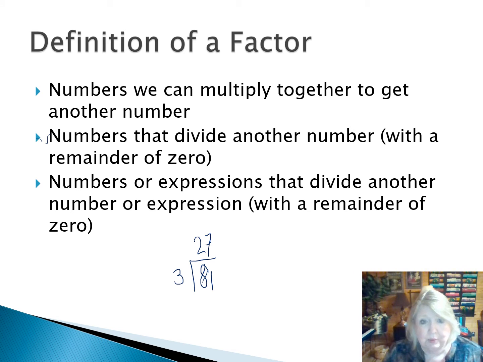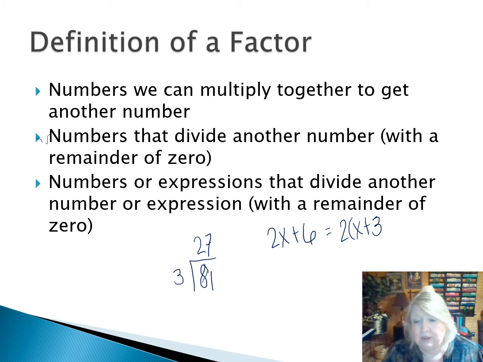Then when you get to Algebra 1, you get to look at it as not only numbers, but also expressions that divide other numbers or expressions with a remainder of 0. So if we looked at 2x plus 6, we said that that could be factored into 2 times x plus 3, where 2 and x plus 3 are now my factors. So they don't have to be just numbers. They can also be expressions, or in the case that we're interested in right now, those expressions can be polynomials.